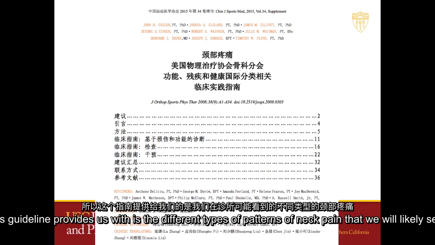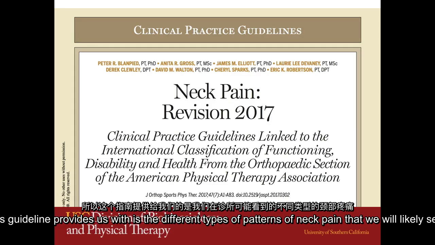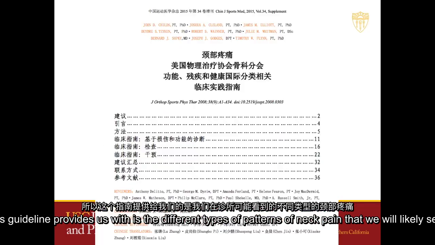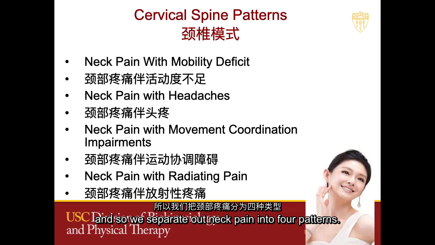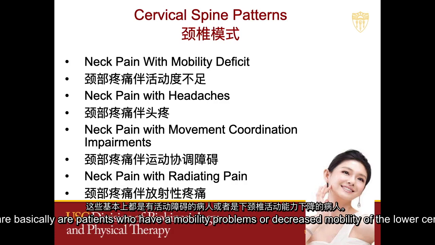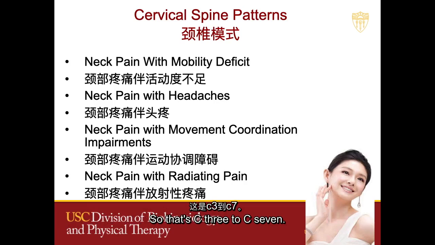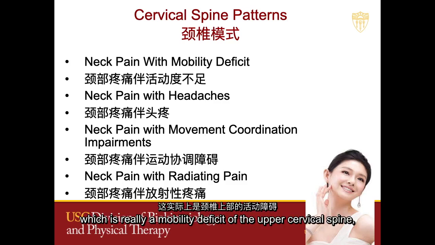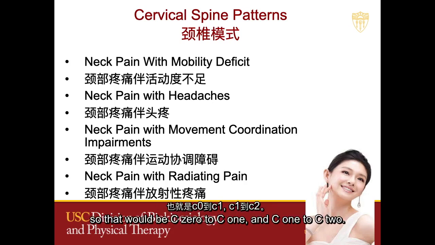And so what this guideline provides us with is the different types of patterns of neck pain that we will likely see in our clinics. And so we separate out neck pain into 4 patterns. This is the same from the original guideline and the revision. We have what's called neck pain with mobility deficit, and these are basically our patients who have a mobility problem, so decreased mobility of the lower cervical spine, so that's C3 to C7. We then have neck pain with headaches, which is really a mobility deficit of the upper cervical spine, so that would be C0 to C1 and C1 to C2.